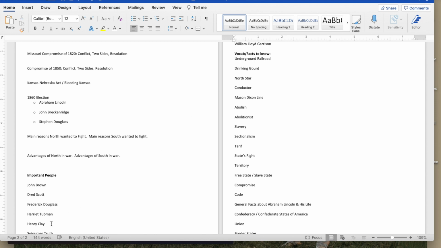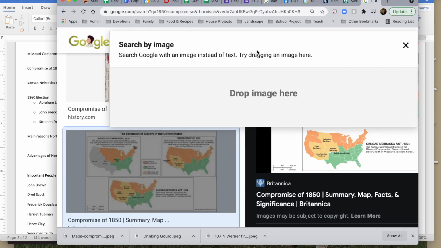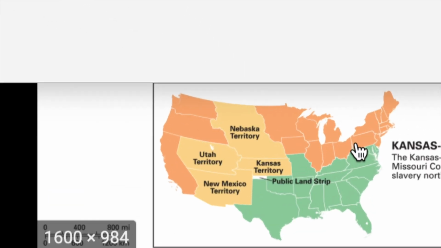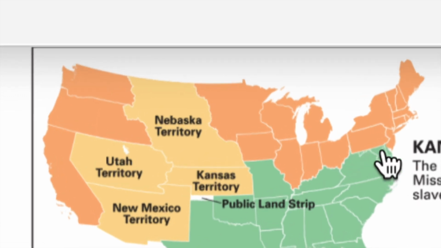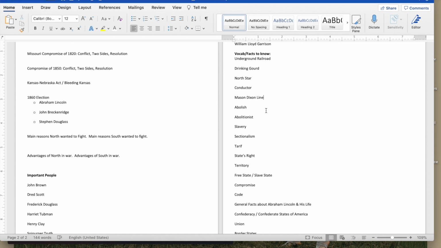The Mason-Dixon line is the line in between, let's see if I can pull up any map. It's the line in between Maryland, which is right up here, and Pennsylvania, right up there. Pennsylvania is in the orange, Maryland is in the green. So the Mason-Dixon line is the line between the slave states and the free states. It's what slaves had to get past to be free.